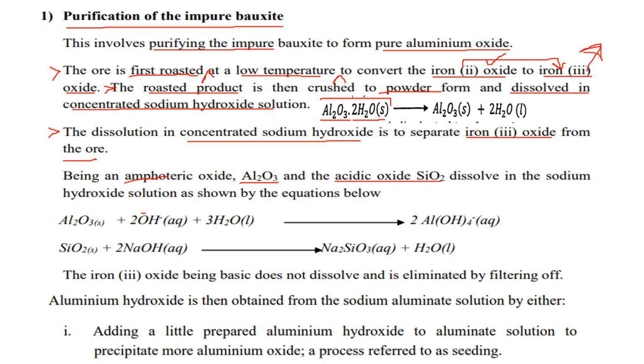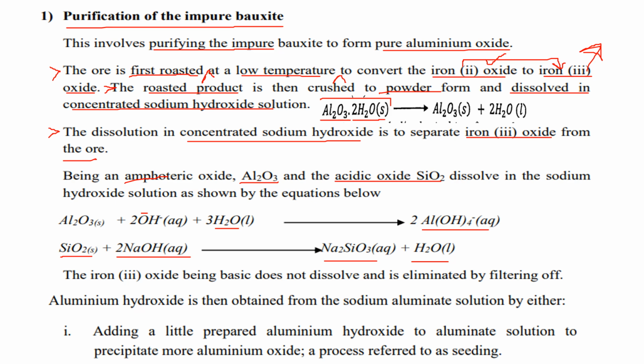So there is a negative here above the O. So 1 mole of aluminium oxide in solid reacts with 2 moles of hydroxyl ions from sodium hydroxide and 3 moles of water to form a complex. And this complex is soluble. Also silicon 4 oxide, which is acidic, reacts with 2 moles of concentrated sodium hydroxide to form a complex, which is sodium silicate, and also water as a byproduct.